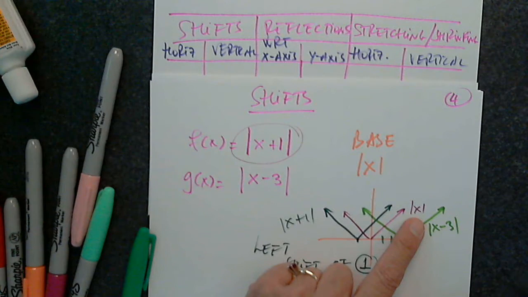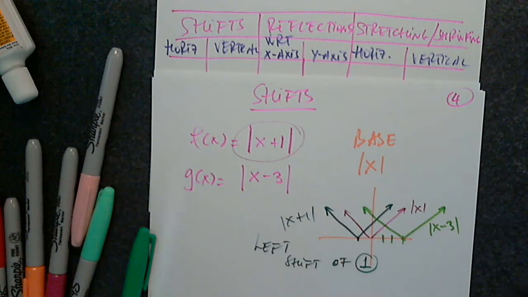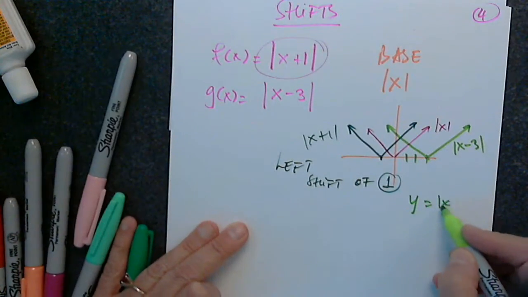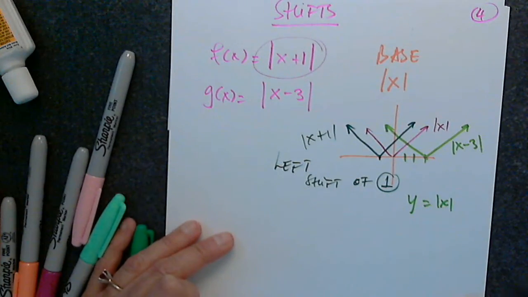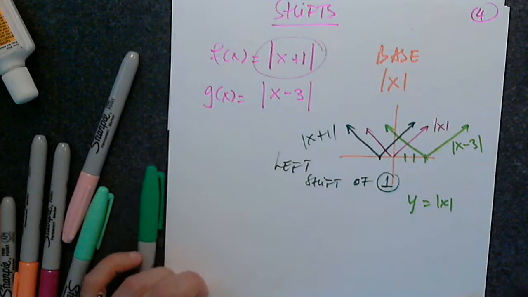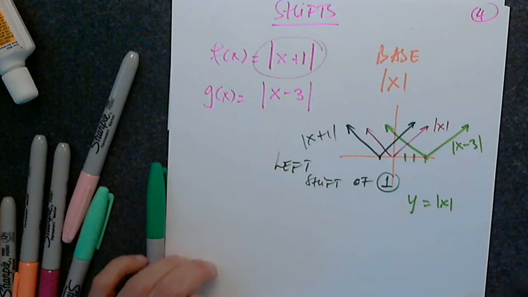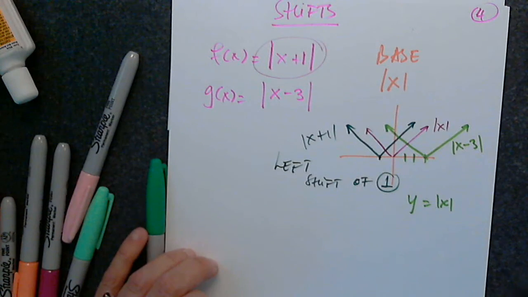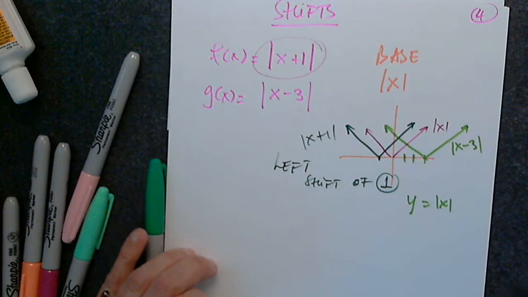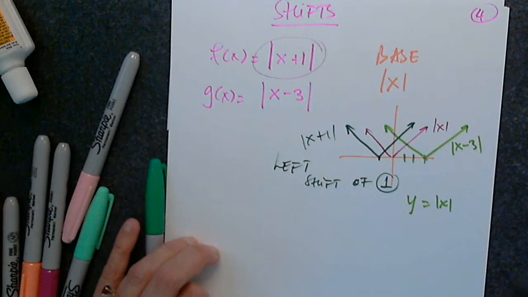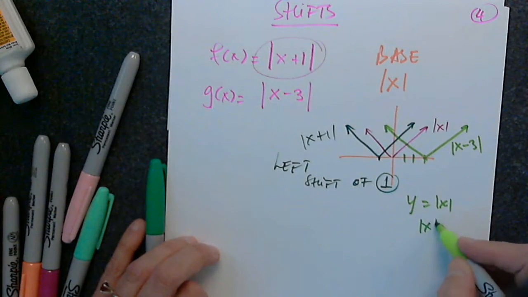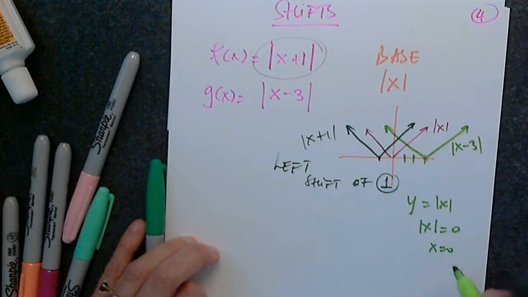For just x? So I have the function y equals the absolute value of x. How do I find the x-intercept of any function? I set 0. Which one? The x or the y? X. Or the y-intercept. Y. Correct. So I have the absolute value of x equals 0, and I get that x equals 0.